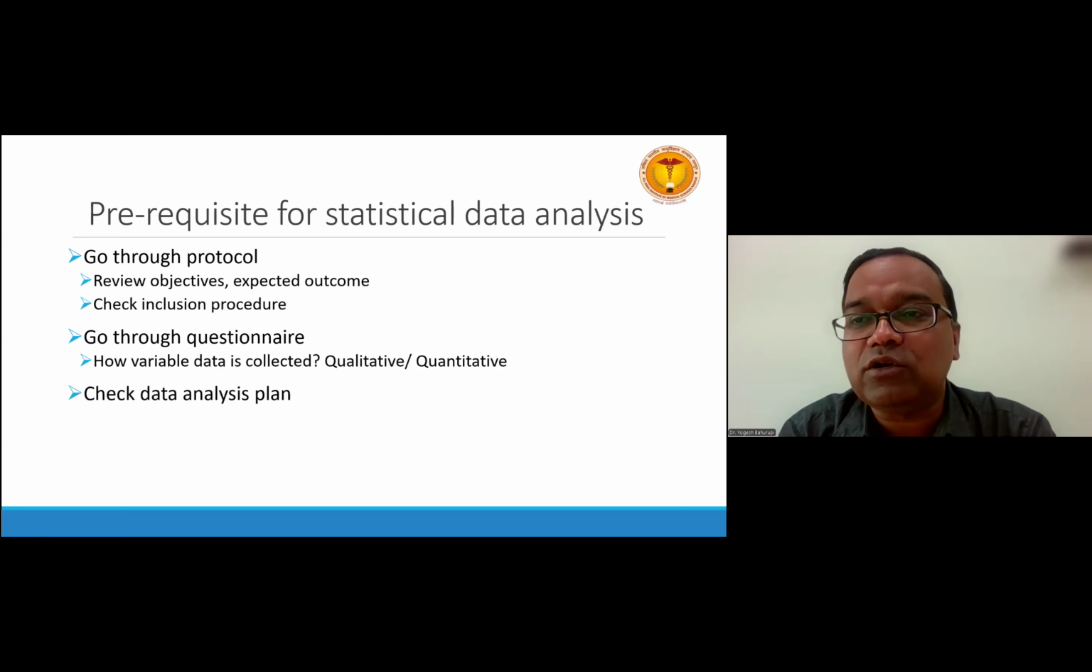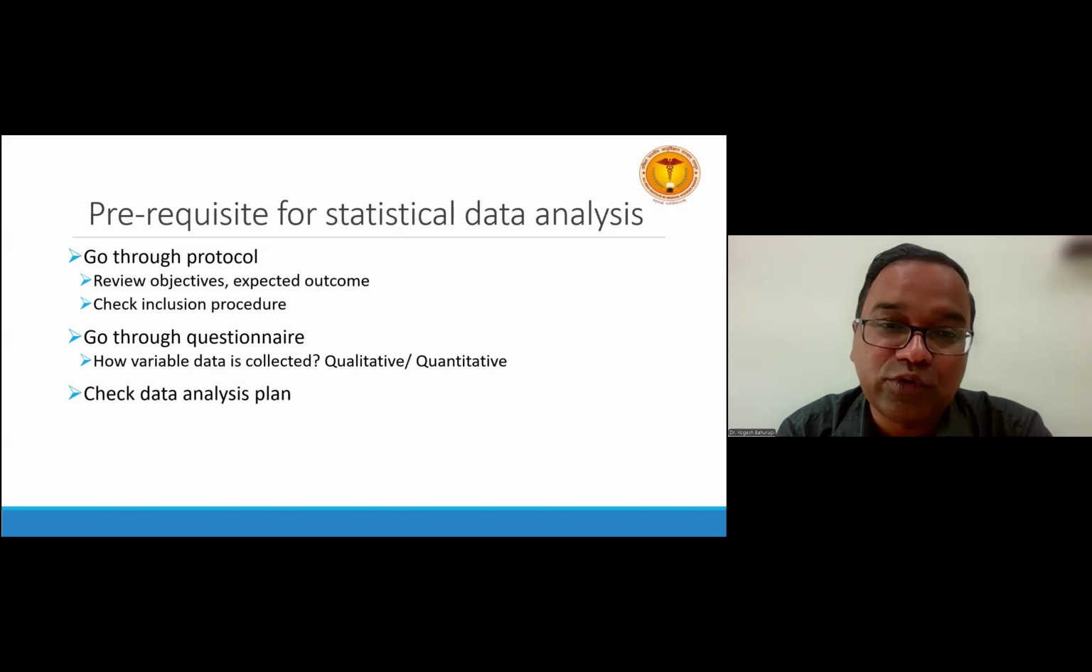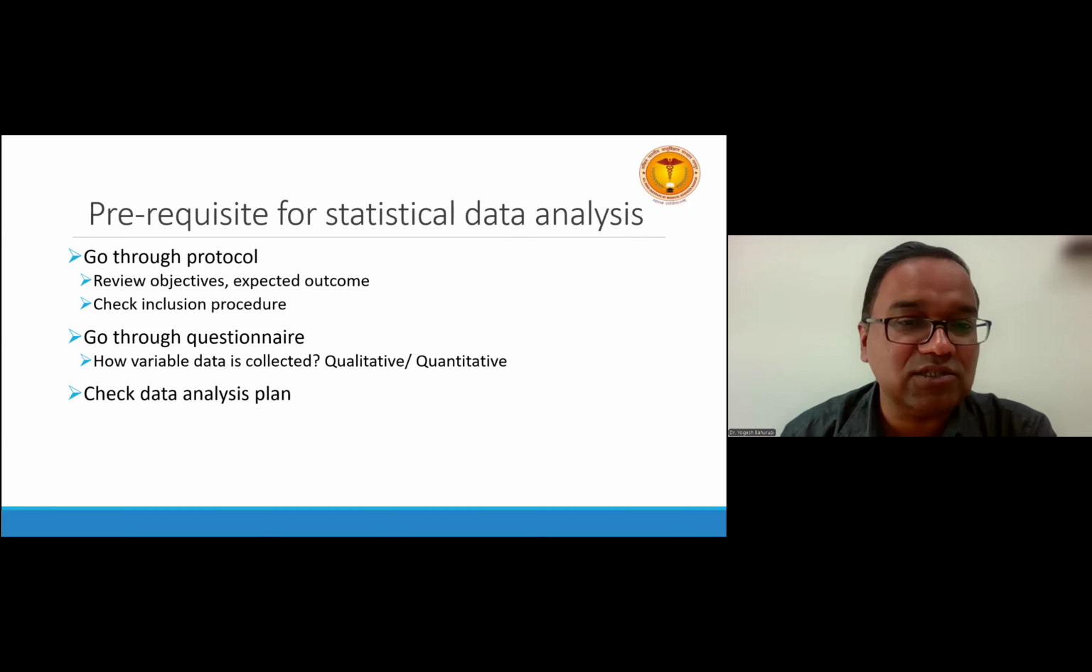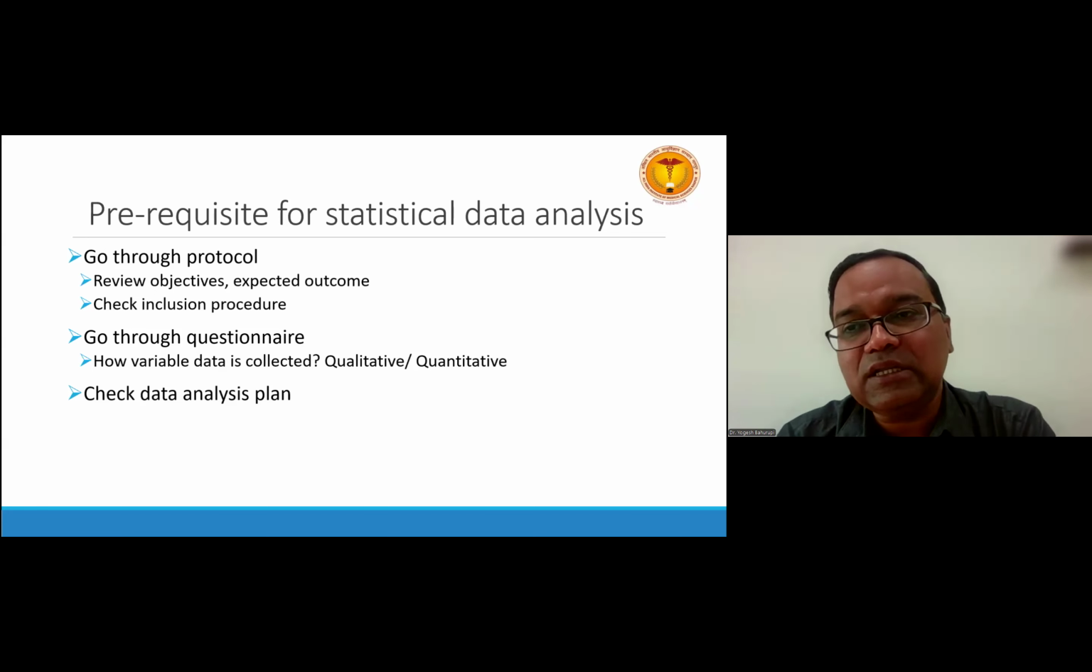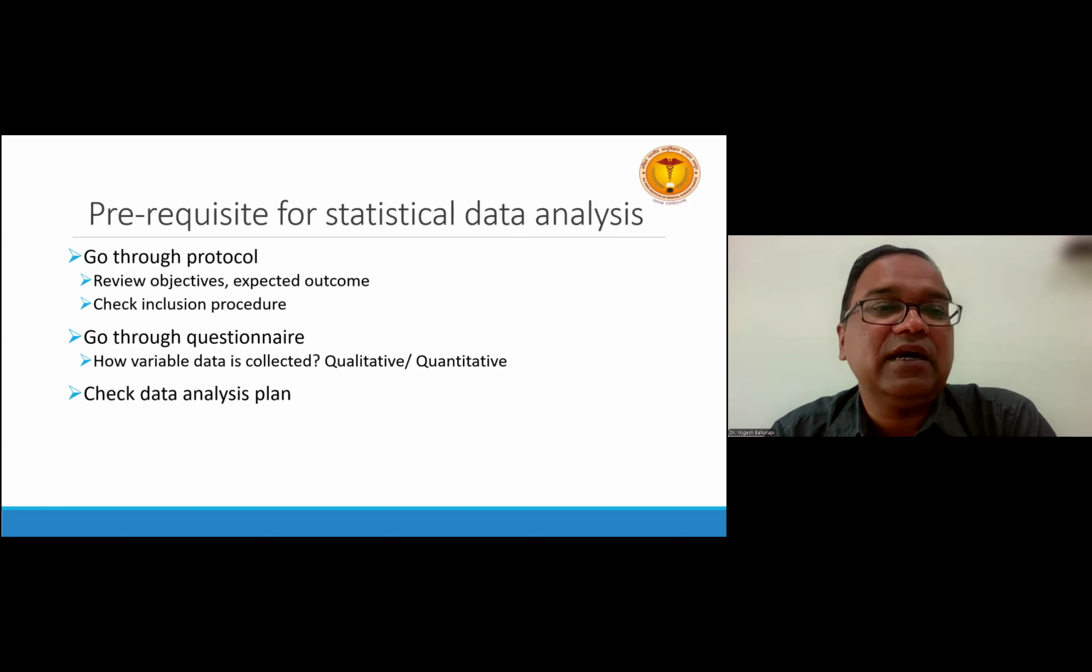Similarly, also have a look at the inclusion and exclusion procedure. Sometimes the raw master chart may, by default, have the data of participants who are supposed to be excluded, and they are still part of the master chart. So it is always better to check the inclusion and exclusion procedure for data analysis.